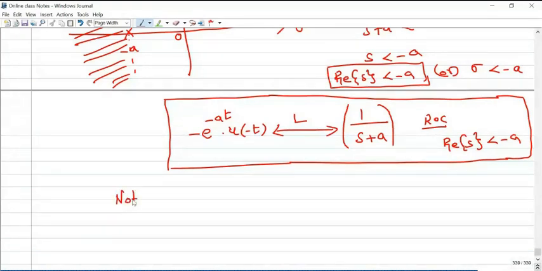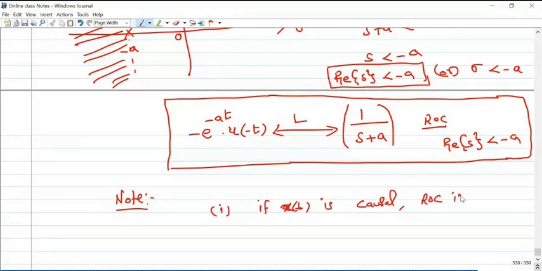So note, if x of t is a causal signal, then ROC is right sided. From these two problems, we conclude that if x of t is a causal signal, e power minus at u of t, u of t is a causal signal. That is, it exists only for positive values of t. Then the ROC is right sided.